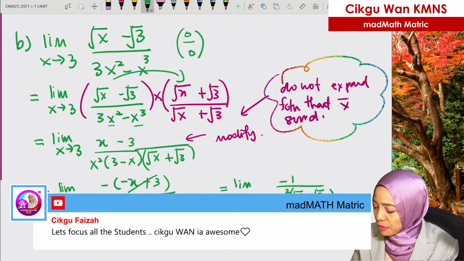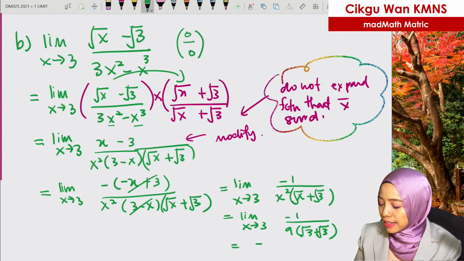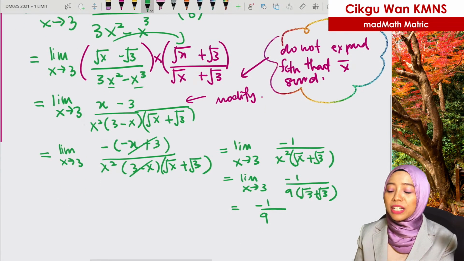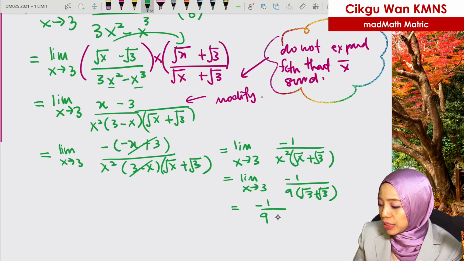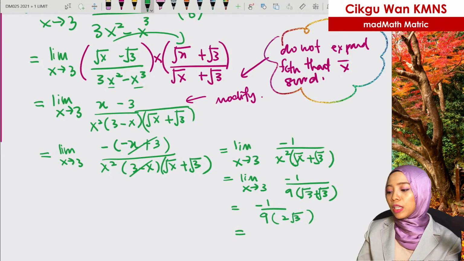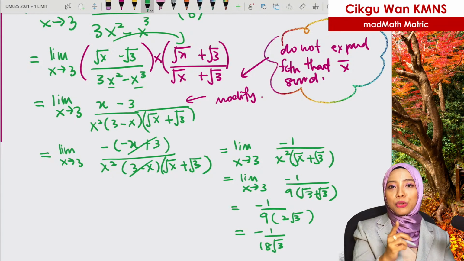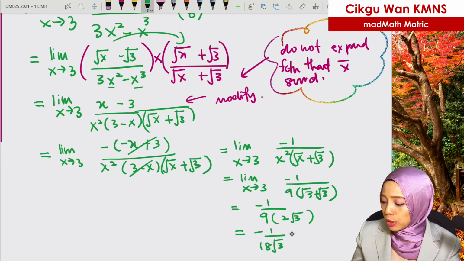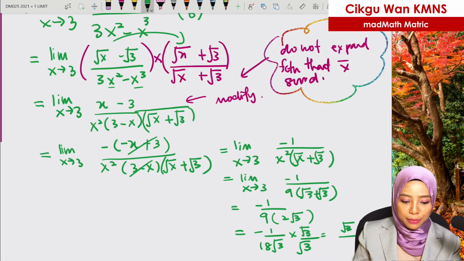Okay, so now root 3 plus root 3. Negative 1 over 9. Okay, what did I say just now? 1 apple plus 1 apple, we give you 2 apples. So what is our apple? Root 3. So 2 root 3. Okay. Alright, and then 9 times 2 and 18 root 3. Okay, what you do if you have surd on the denominator, you have to rationalize. So root 3, 18 times 9, 18 times 9 berapa ya?